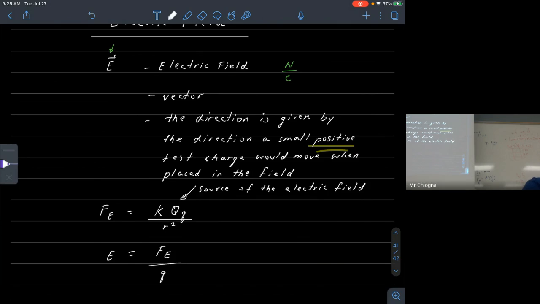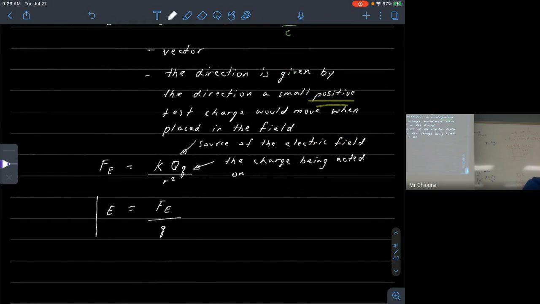Okay, this is what, if it's a force that we're calculating, this is what's being acted on. The charge being acted on. This is the definition. This works in all cases. That's what it's equal to in general. This is the general equation.